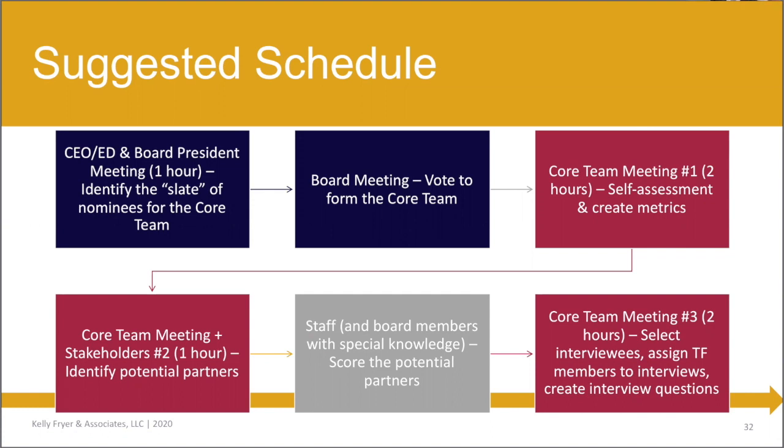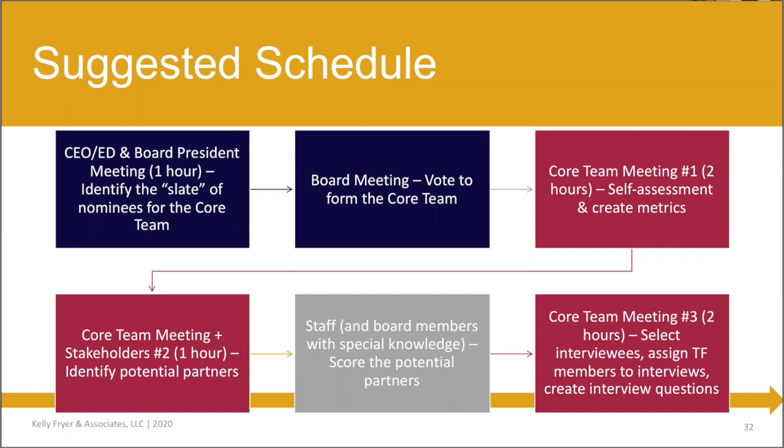Once that's done, get the core team back together again for another 2-hour meeting, and that's where you're going to be plotting them, and you're going to be selecting the organizations that you want to interview. And at that meeting, you're also going to create some metric-specific interview questions. That meeting is about 2 hours.